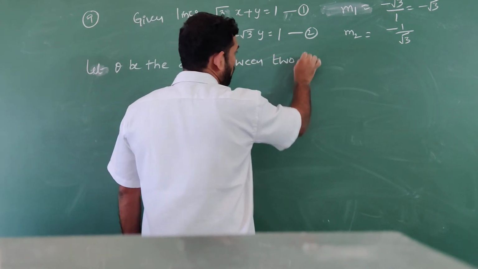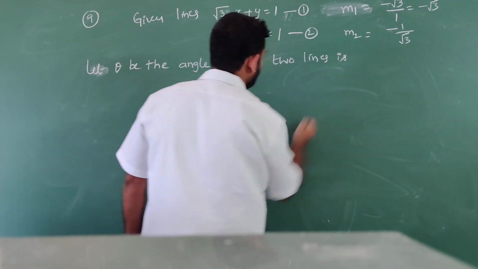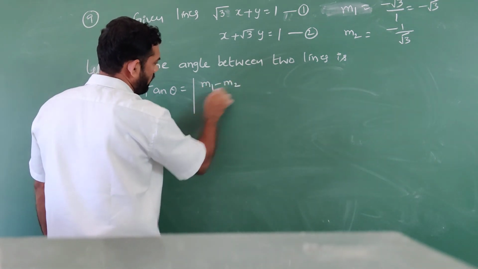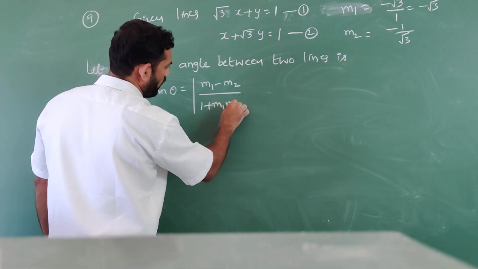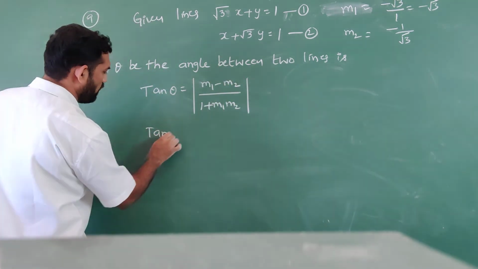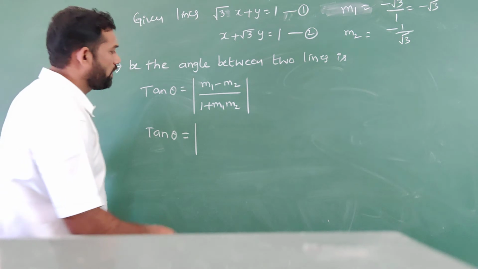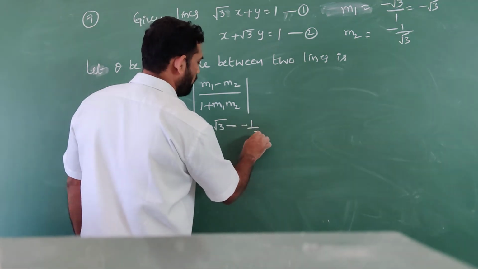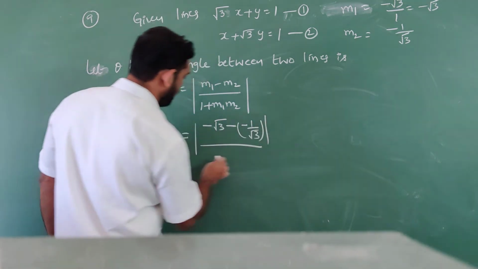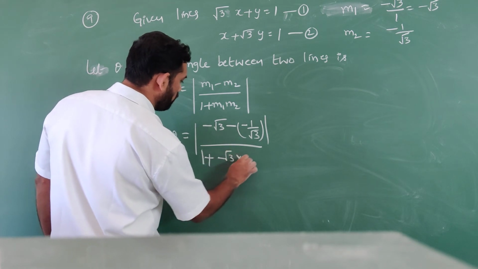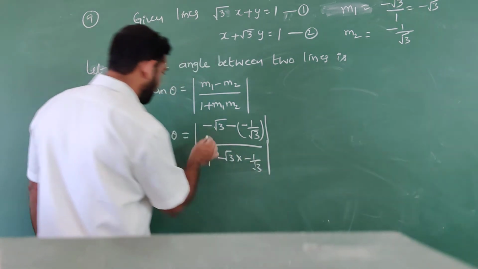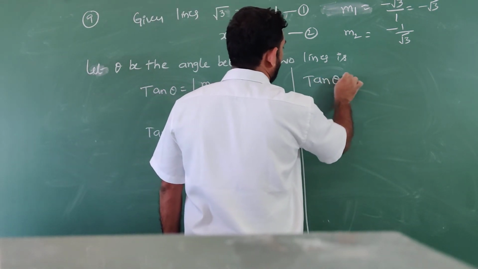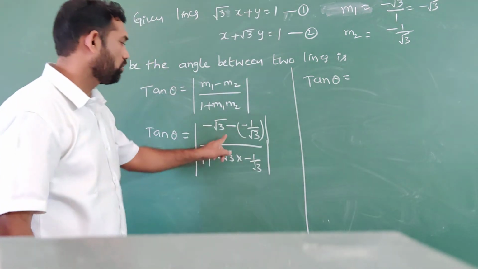Angle between two lines is tan theta is equal to modulus of m1 minus m2 divided by 1 plus m1 into m2. So tan theta is equal to modulus of m1 value minus root 3, m2 value, minus of 1 by root 3. Now divided by 1 plus minus root 3 into minus 1 by root 3. Then simplified, tan theta is equal to, here minus into minus plus, root 3 is the LCM.